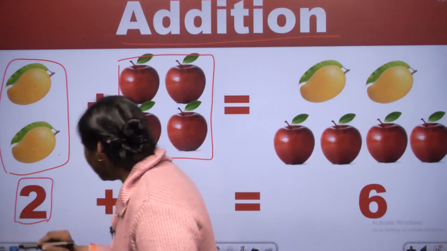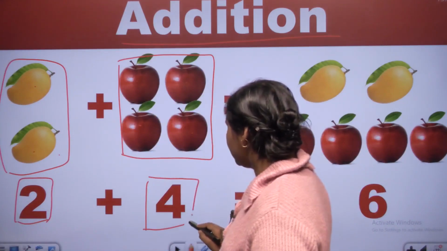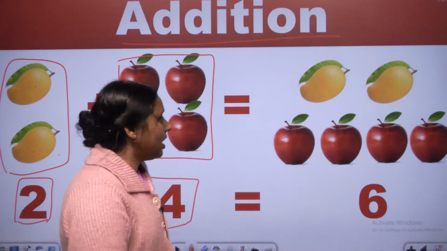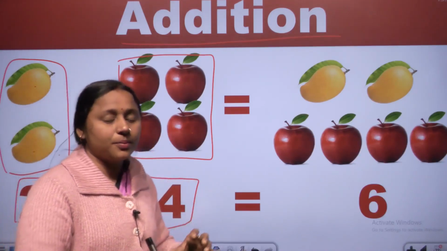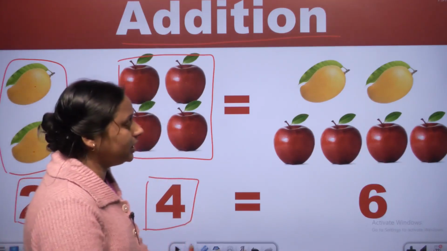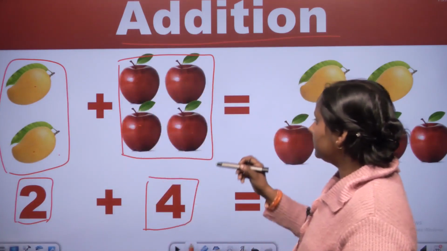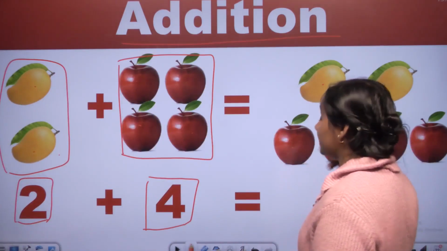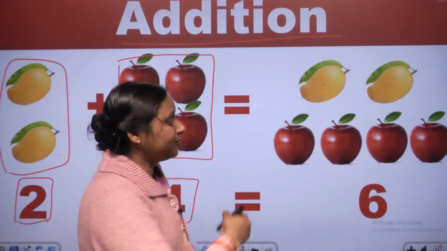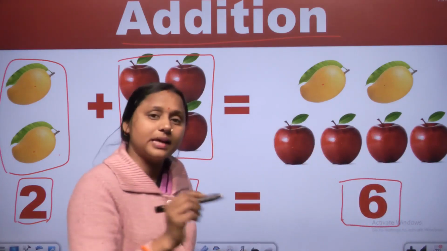Okay, 2 mangoes in first box and 4 apples in another box. Total fruits, apples and mangoes, both adding together. Okay, here we add all together. Okay, how many fruits? 1, 2, 3, 4, 5, 6. Here total fruits, yes, 6, both apple and mango.